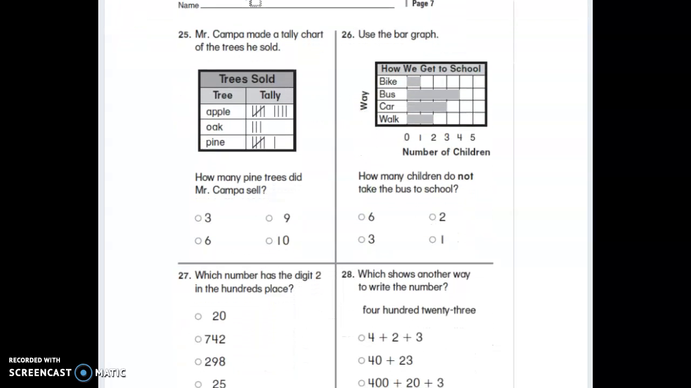Part 4 begins with question number 25. Mr. Campa made a tally chart of the trees he sold. How many pine trees did Mr. Campa sell?